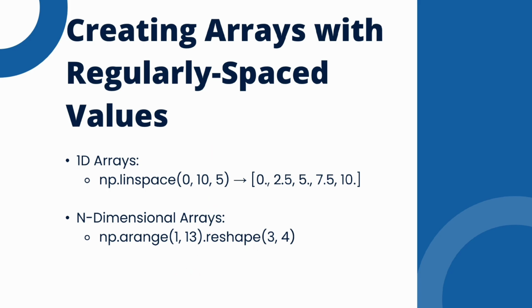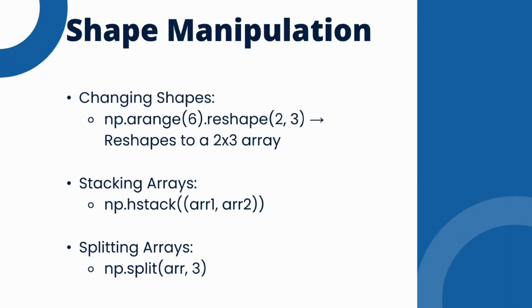Next up, let's talk about shape manipulation. Arrays can be reshaped, stacked together, or even split into smaller pieces, which is helpful when working with large data sets. We have reshaping arrays. If you have a 1D array, you can reshape it into a 2D or a 3D array using the reshape method. Stacking arrays. You can combine multiple arrays using np.hstack for horizontal stacking or np.vstack for vertical stacking.